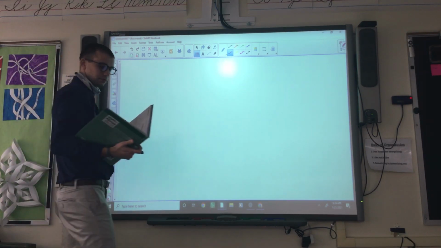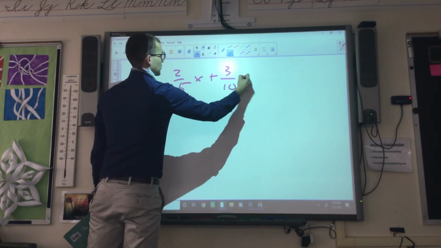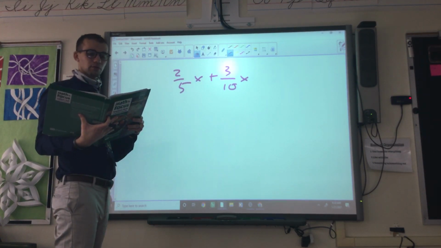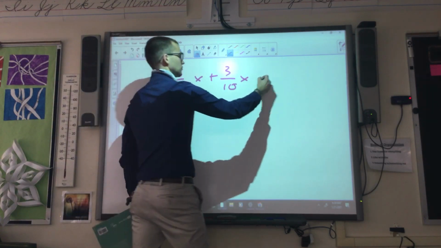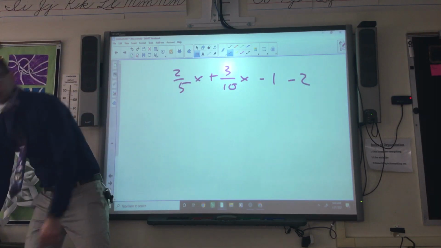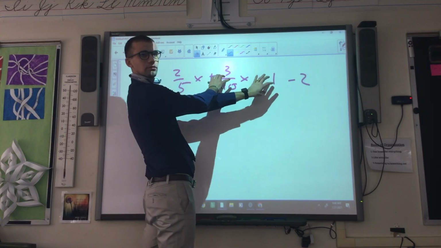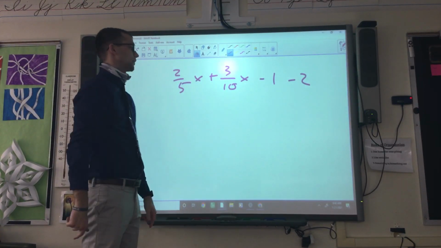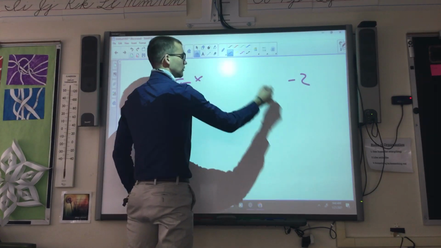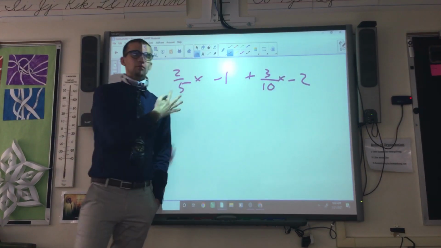Number 147: 2/5 x plus 3/10 x minus 1 minus 2. One of the things that we talked about here: let's say that you had moved the minus 1 to over here and the 3/10 x to over here, like you just switched these two. You could get confused, so let's actually do that. Minus 1 plus 3/10 x. What would you do in this situation?